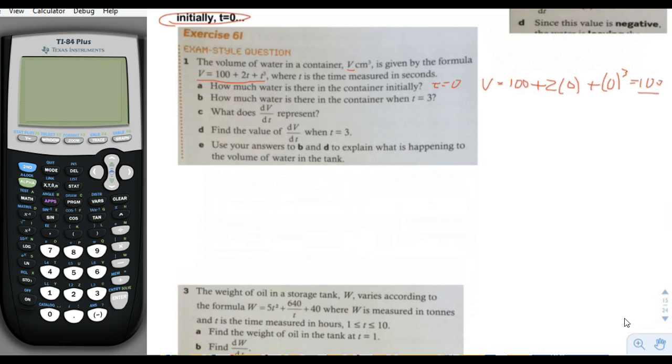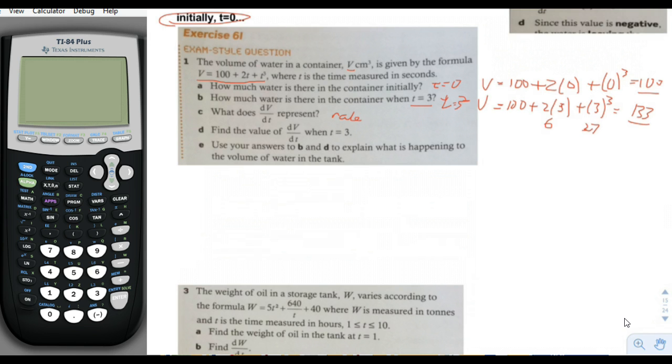How much water is there in the container when t equals 3? So what about when t equals 3? What is V equal to? Well, then it's equal to 100 plus 2 times 3 plus 3 cubed. So that's equal to 100 plus 6 plus 27. So that would be 133.